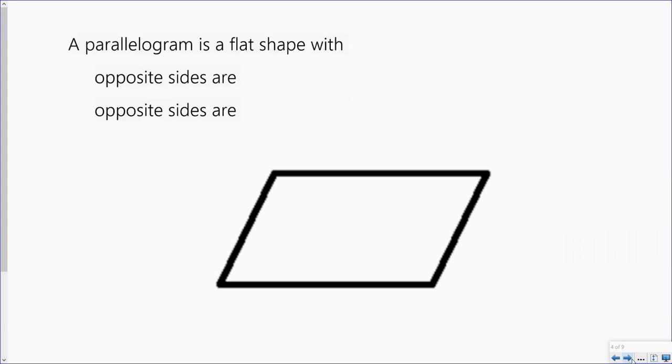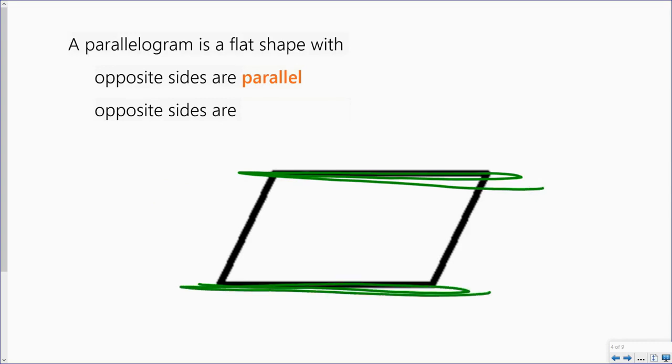So a parallelogram is a flat shape with opposite sides that are parallel. So if I look at these two sides, the top and the bottom here, they are parallel. It means they're not going to ever cross. And then if I take a look at these two sides, again, they are parallel. They are never going to cross.